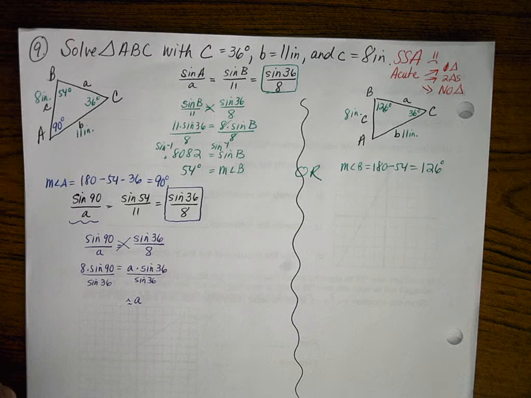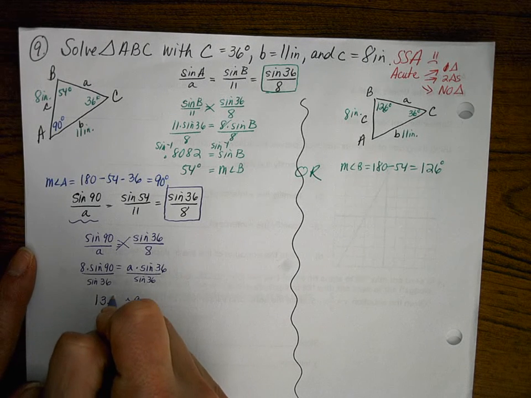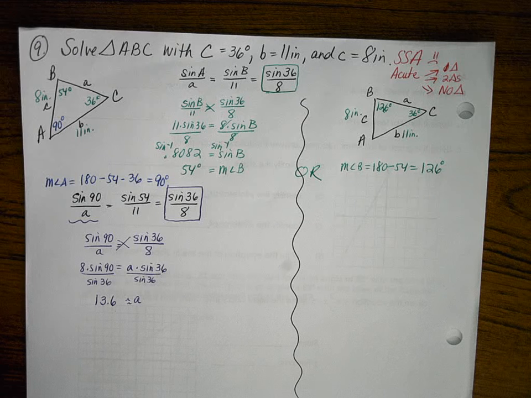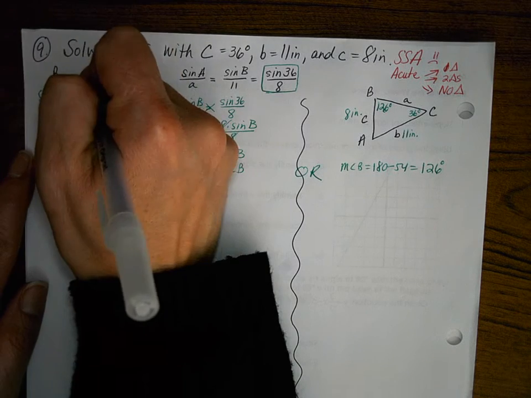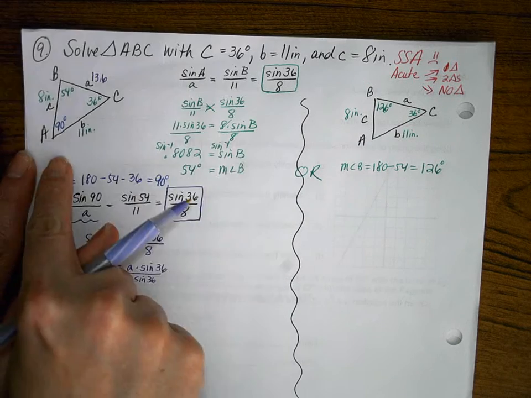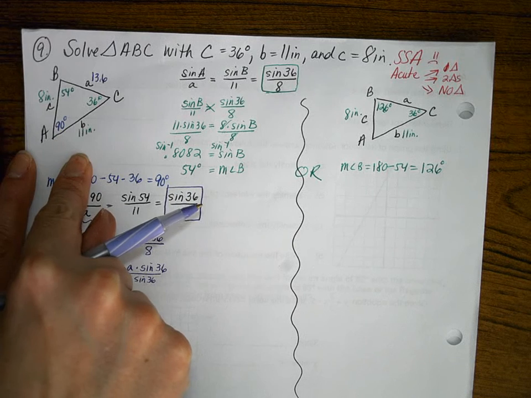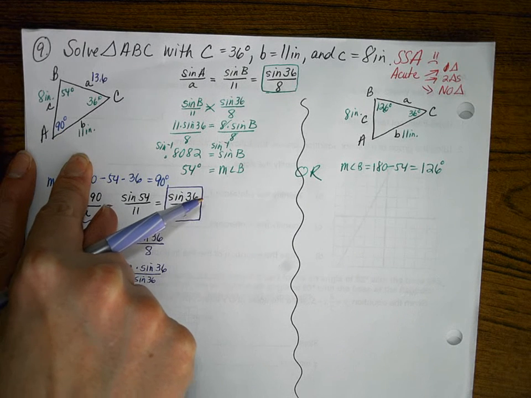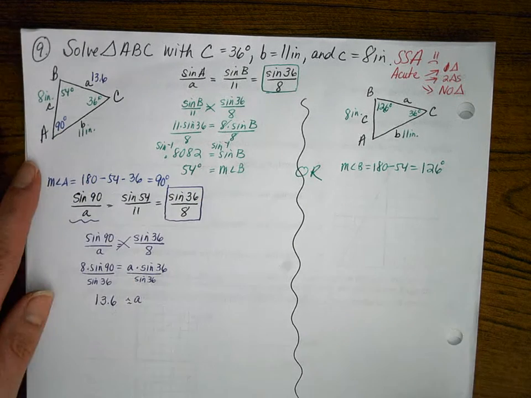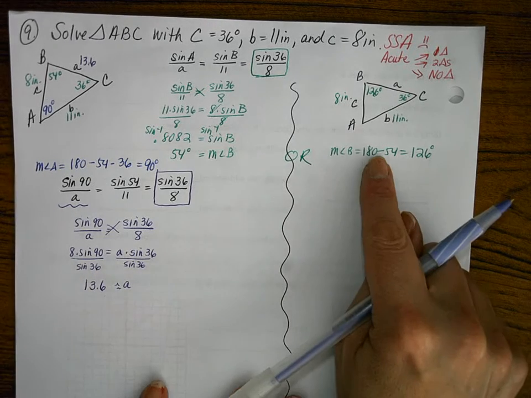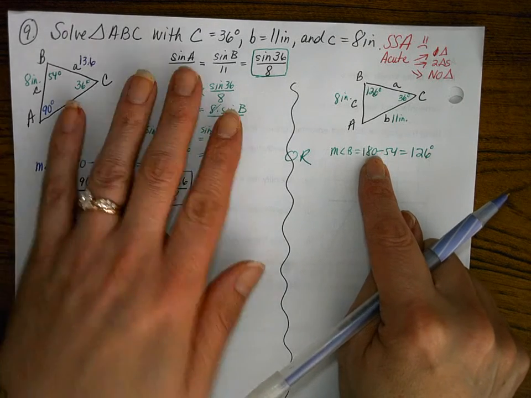Somebody have that? 13.6. All right, now am I done? Because that means that little a over here is 13.6. Am I done with this triangle? Yeah, I got all the sides and all the angles for this triangle, but now I need to go back over to this one. And I'm treating it like its own problem.